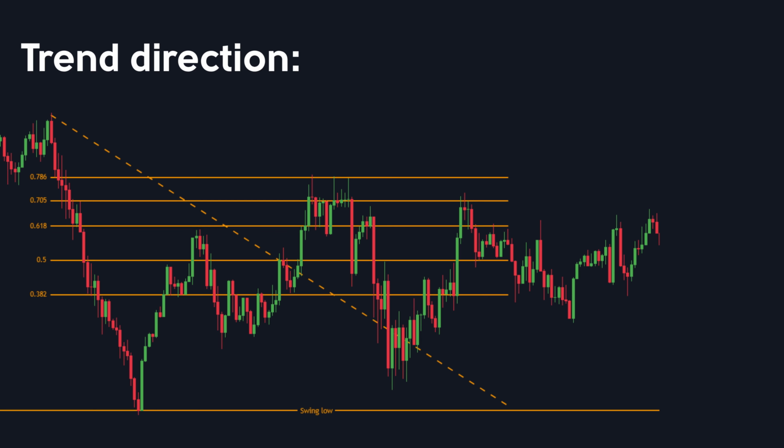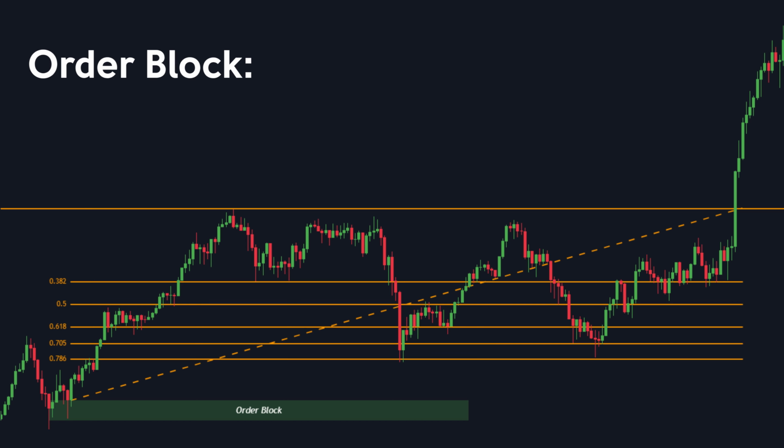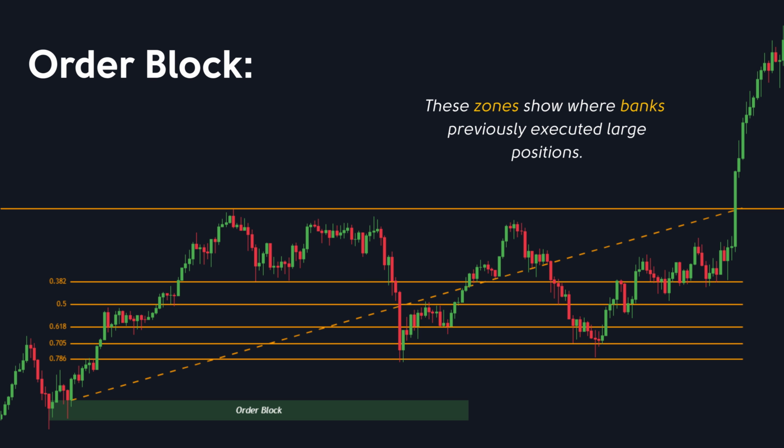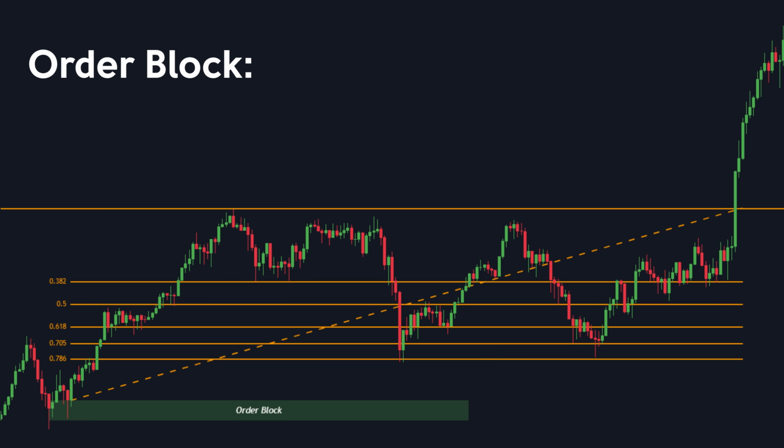The second major confluence is order blocks. When a Fibonacci retracement level overlaps with a fresh bullish or bearish order block, the probability of a strong reaction increases sharply because you're combining algorithmic retracement behavior with institutional footprints. These zones show where banks previously executed large positions, and when price retraces to a fib level sitting inside an OB, it often becomes a high-quality entry.